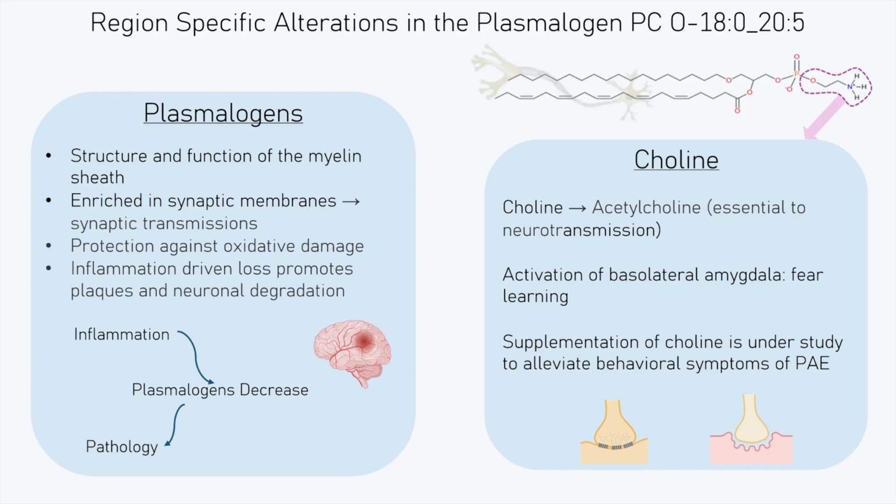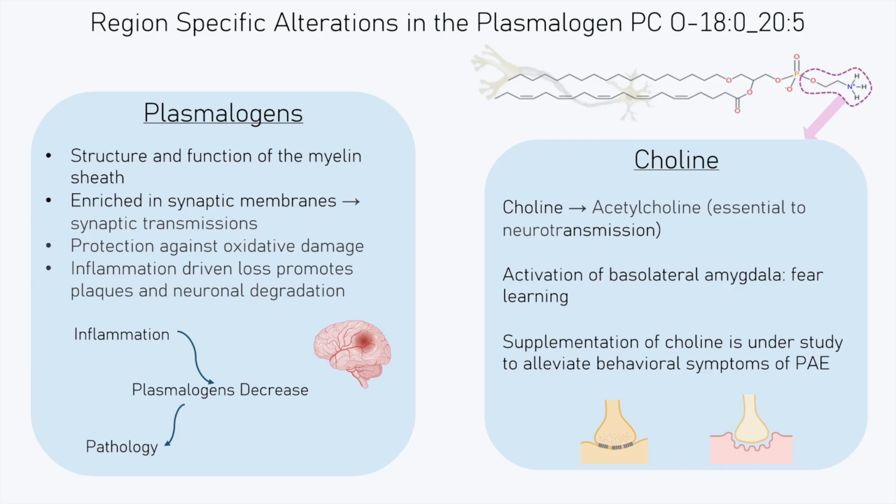PCs are important in membrane stability and are a good source of second messengers that help transport cell signals. PC O-18:0/25:5 is involved in distinctly neurological pathways. Plasmalogens have essential structure and function in synaptic signaling and protection against oxidative damage. Inflammation-driven loss promotes plaques and neurodegeneration. We have theorized that this neurodegeneration could be correlated with memory loss in the perirhinal cortex and challenges with executive functioning in the prefrontal cortex.